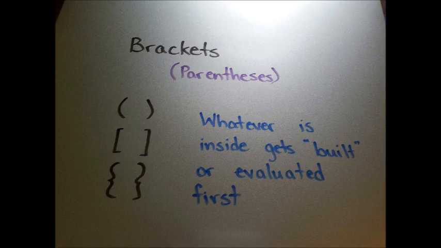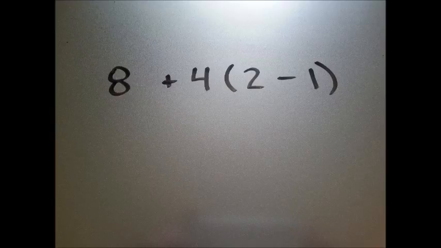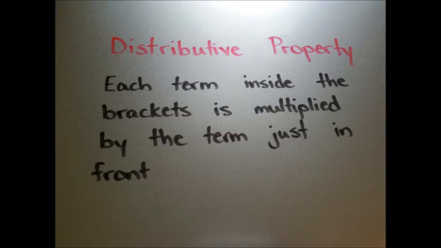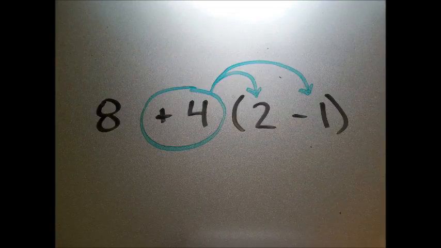The important idea is that with brackets and parentheses, where the B and the P are the first part of BEDMAS or PEDMAS, whatever is inside those brackets or those parentheses gets built or gets evaluated first. So for example, in an expression like this, we would take a look at the 2 subtracting 1 first. Those brackets may also remind you about the distributive property. We'll touch on that a little bit later.